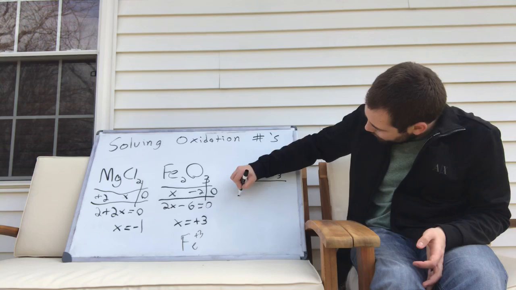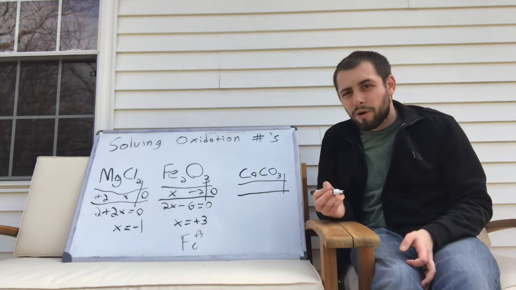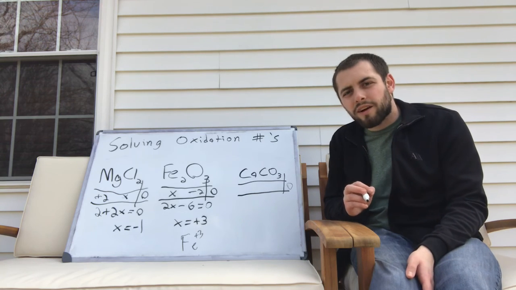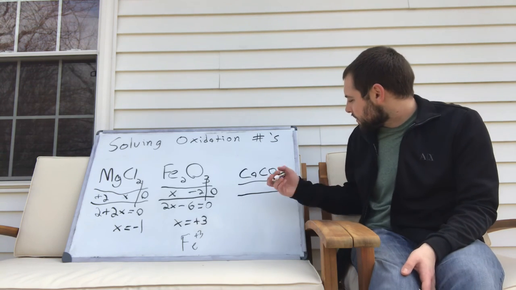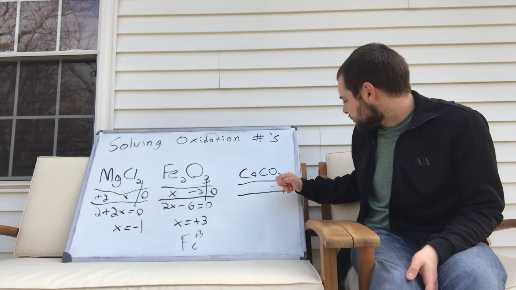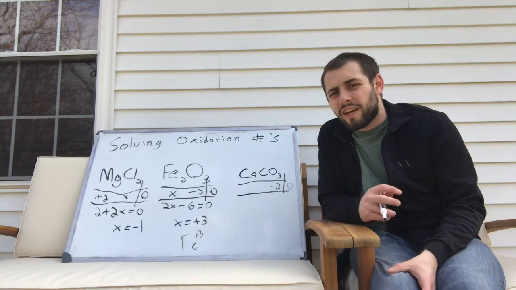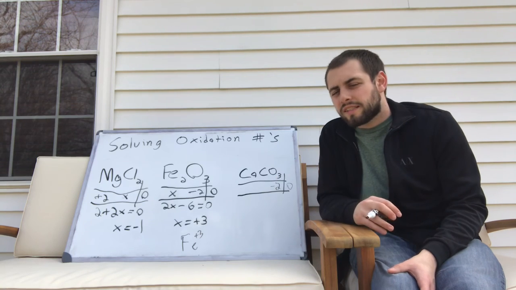I'll set it up the same way. Get my railroad tracks going. This is a neutral compound. I'm trying to get to 0. Oxygen will be my first go. And oxygen will always have an oxidation state of -2. That's because it's so electronegative.